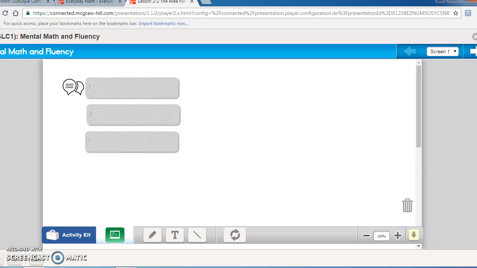So if there's no one available for you to do page 55, make sure you find one of the adults in the room, and we will go through this page with you and complete it. Pause the tape now, take care of that, and then come back and we're going to do some mental math and fluency.